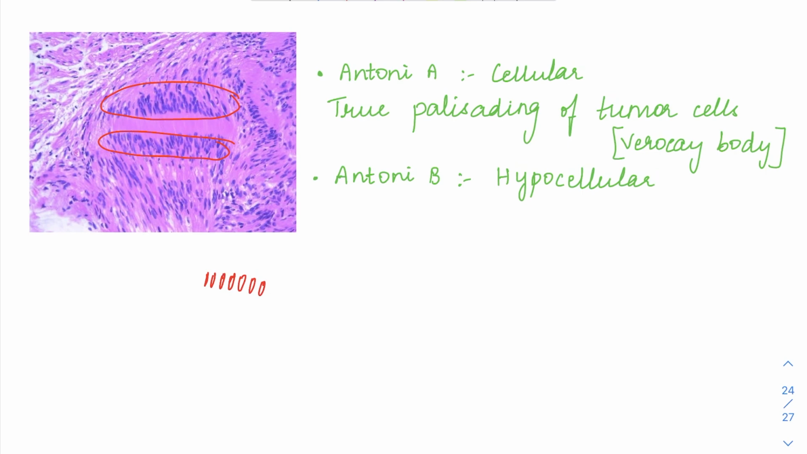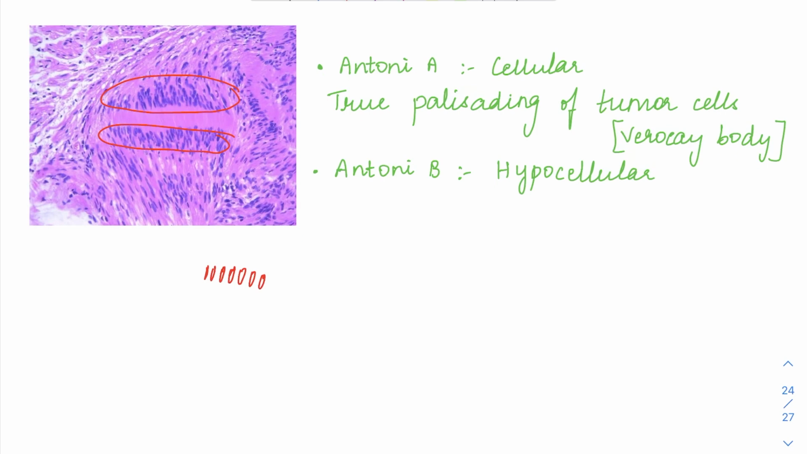So where did we see pseudopalisading? It was because of necrosis. We saw the cells having a pseudopalisading appearance, that was in glioblastoma. But here the nuclei of these tumor cells are arranged parallel to each other, and this is called true palisading. These hypercellular areas wherein we see true palisading are called Antoni A areas, while the area in between is going to be hypocellular. Hypocellular areas are called Antoni B areas. When these hypercellular and hypocellular areas are there with this palisading, it is together called a Verocay body.